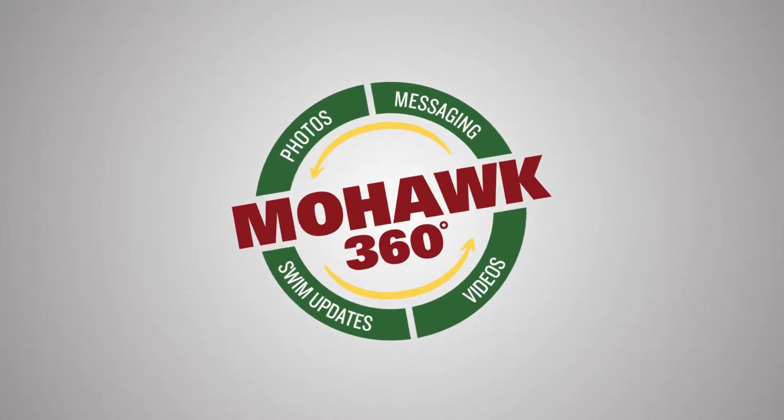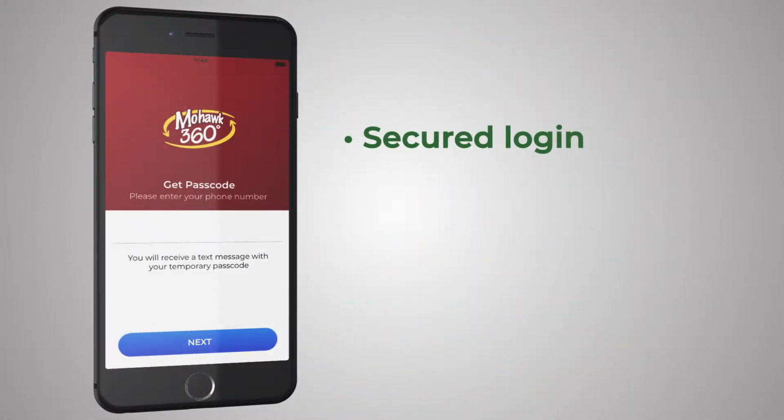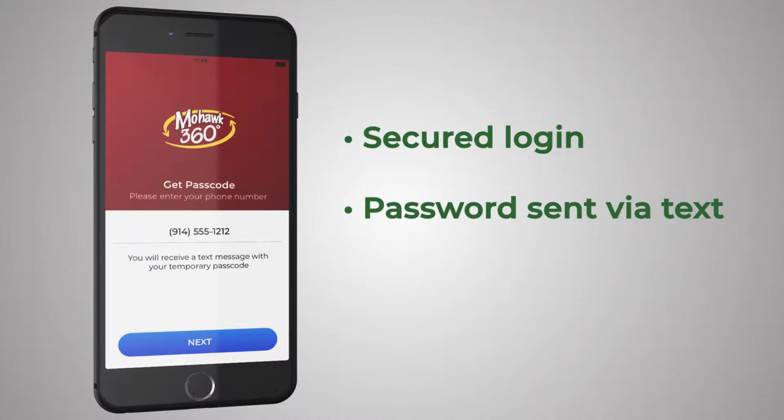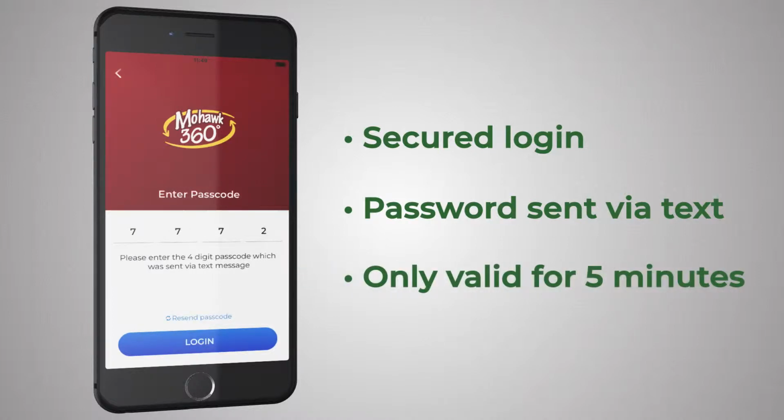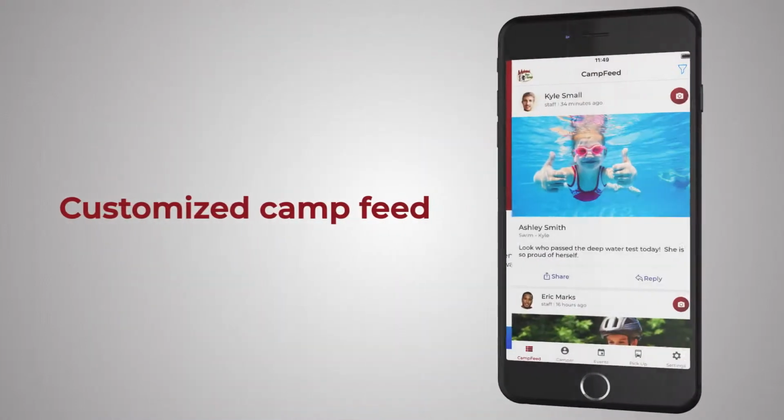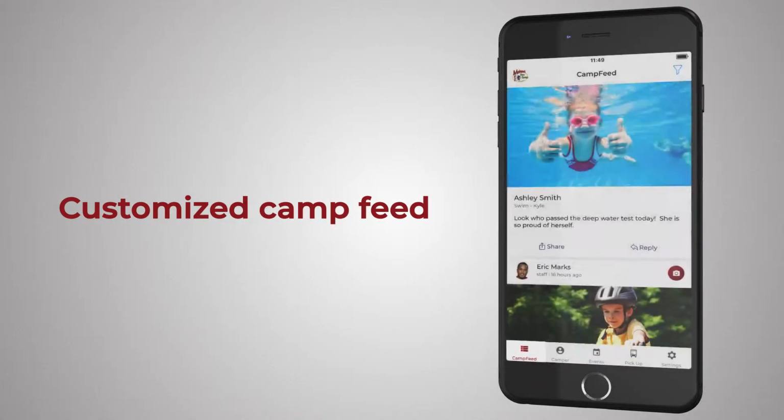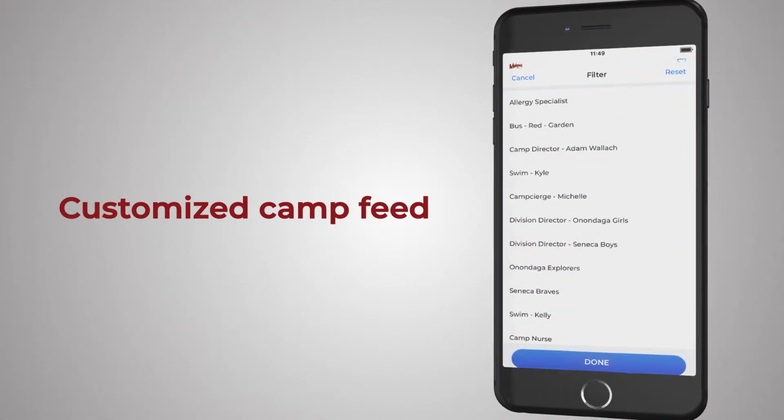Mohawk360 is a custom-built app that provides real-time updates on your campers. Open the app and enter the mobile number to receive your secure password via text. Tap Camp Feed to view photos and highlights specific to your campers. Customize it with our filters.